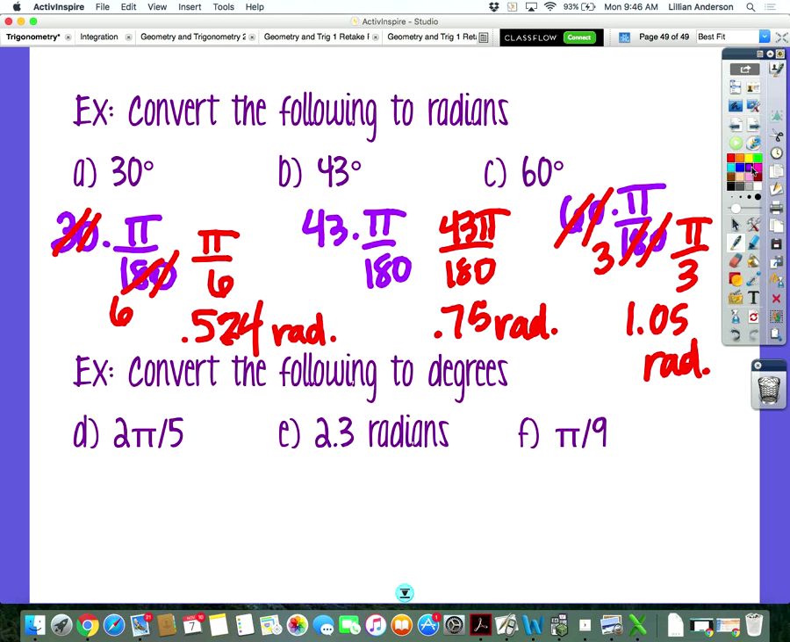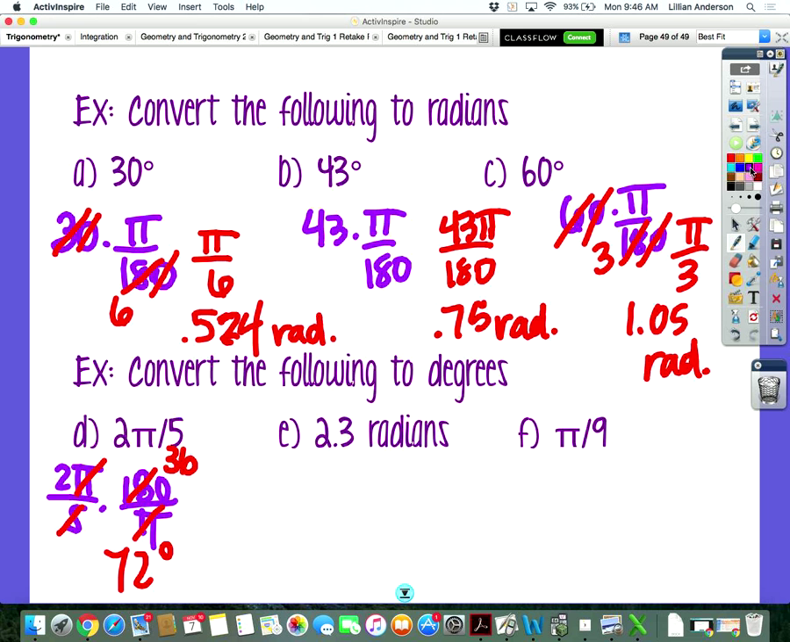Okay. For this one, to convert to degrees it is 2 pi over 5 times 180 over pi. Clearly, you see your pi's are going to what? Cancel out. And then how many times does 5 go into 180? 36. So 2 times 36 is 72 degrees. 180, 36 times. Not 72.